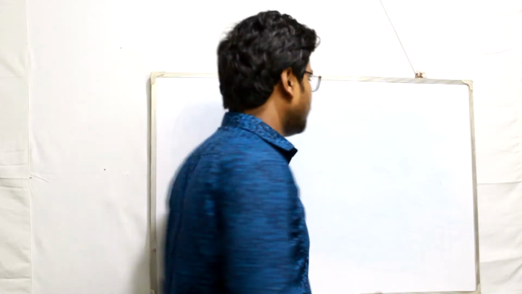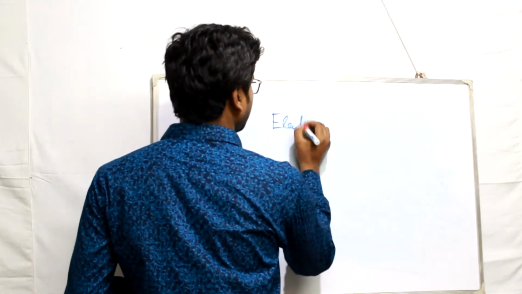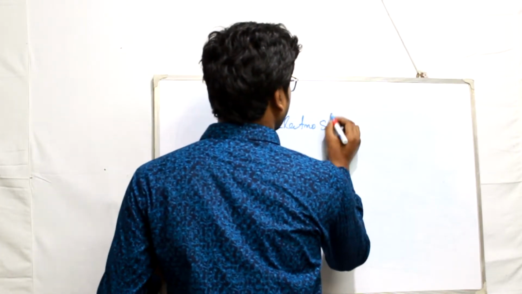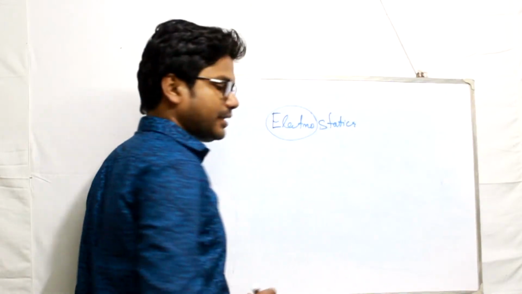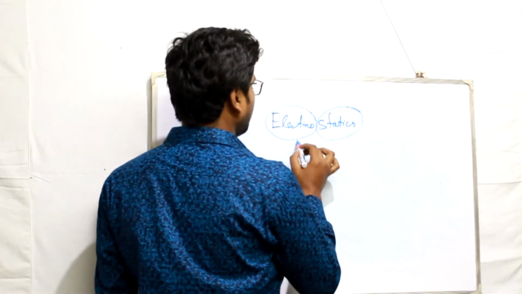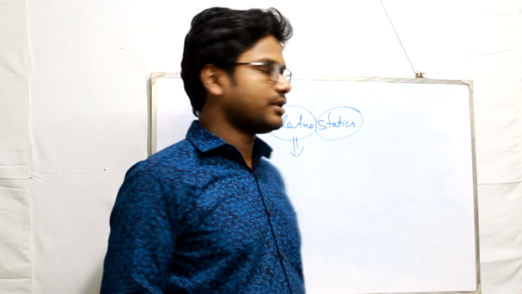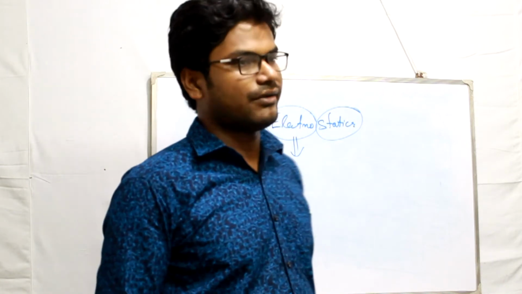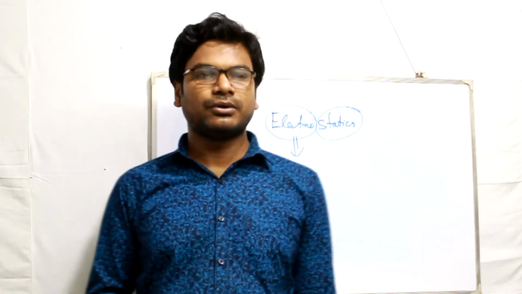Today we're going to learn about electrostatics. Electrostatics contains two words, electro and statics. Electro here means charged particles, that means electrons, and statics means they are at rest. So electrostatics deals with those things where the charged particles are at rest.